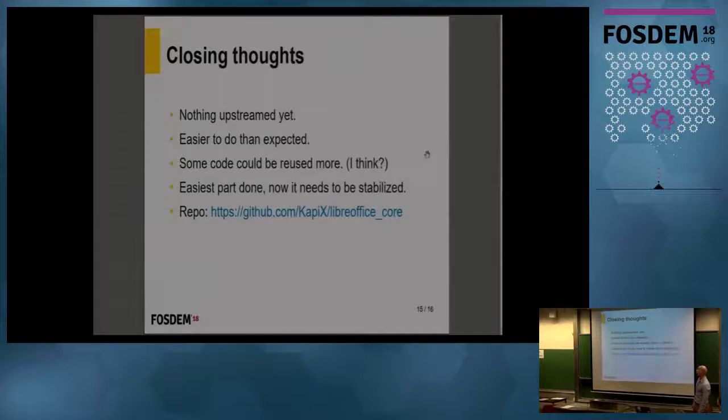Some code could be reused more, I think, because, for example, SAL bitmap is just code from the Windows layer copied almost verbatim with only the system functions changed. And I think the easiest part is done. It just needs to be stabilized, but that will obviously take much more work. Here is a link to the repo where you can find all the code. I will try to upstream some of it, but that might happen a bit later.